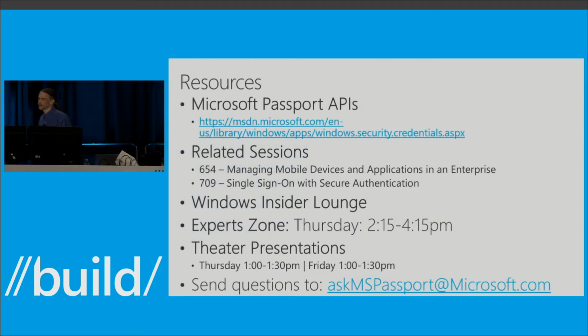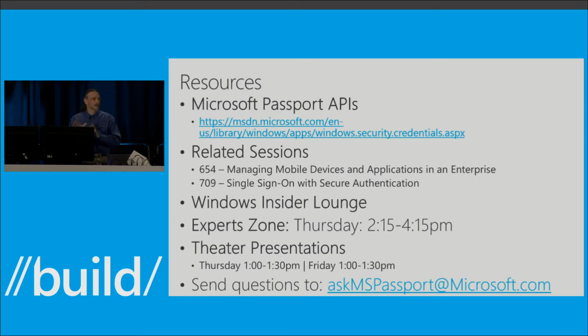We have a couple of resources that we want to share with you to allow you to get started using these features. The Microsoft Passport APIs are in our Windows Security Credential namespace. You'll see Key Credential Manager, and pretty much any of the classes that are prefixed with Key are these associated ones. And these will actually be available now in the build. We have a couple of related sessions that should have some data that talks about Microsoft Passport and how to manage those.